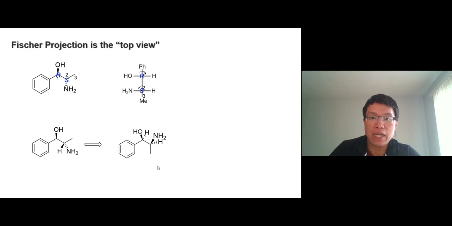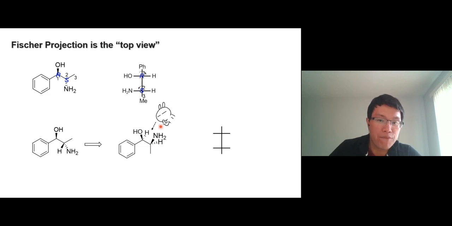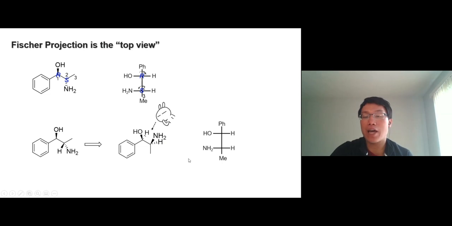And for the Fischer projection, we look at the molecule from the top view. That's a Fischer projection. If you look right here, the phenyl ring is gonna be at the top. That's carbon number one, right? Carbon two, carbon three. Carbon three is methyl down here, right? And if you look right here, OH is gonna be on the left side, and nitrogen is gonna be on the left side.